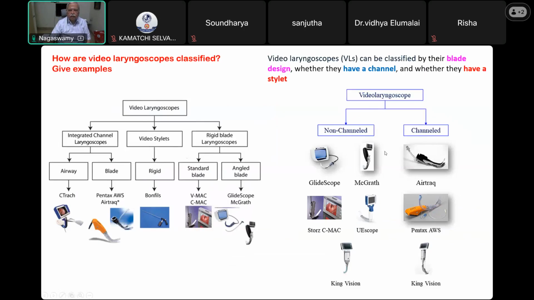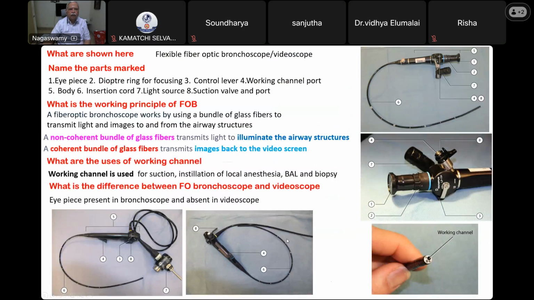Which one are you using? I think VMAC. Yes, sir. VMAC is a common thing. I think most of you should be well versed with it. So VMAC comes under which category? Non-channeled, rigid blade, non-channel. Okay, so that is the classification that we have.